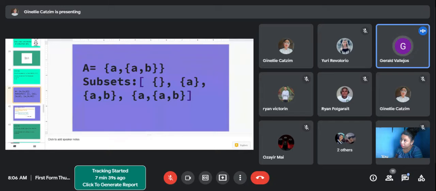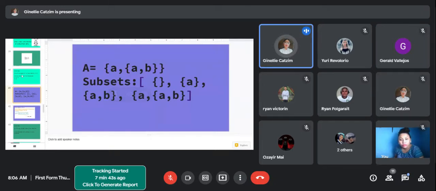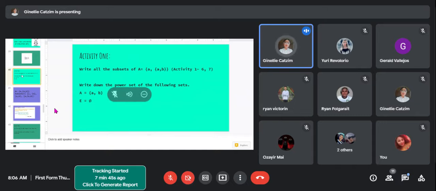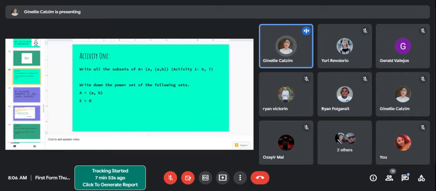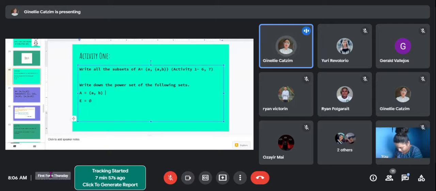Miss, you could do an example, Miss. We could do an example. This one is an example of the one that I have here, right? All subsets. Let's do the one that says write down the power set of the following sets. Because we know A and B, A is a subset of A and B, what could we say are the subsets? Let's find the subsets.